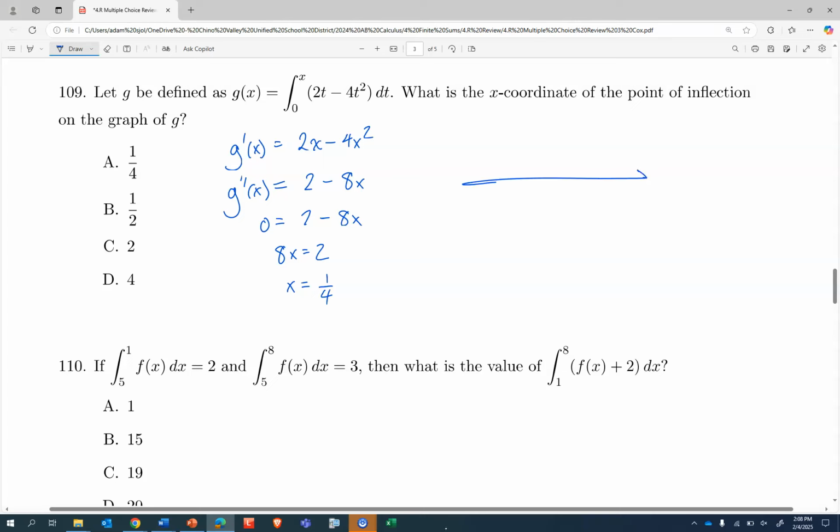You know, we really should make a sign chart. I don't need to, simply because g double prime very clearly has different end behaviors, so it's for sure going to change signs at x equals 1/4. But it's probably not a bad idea for most of us to check. We can see negative, positive, concave up, concave down.